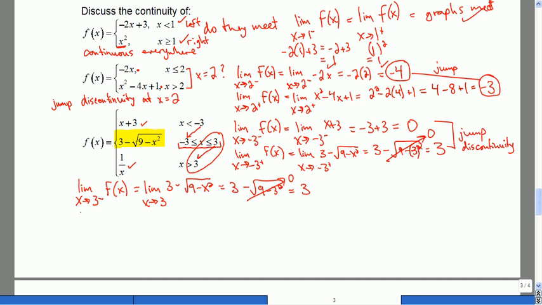Okay. Then we need to do the limit as x goes to 3 from the right side of f of x, which is the limit as x goes to 3 of 1 over x, which is 1/3. So again, those two pieces, there will be a jump discontinuity because they do not meet.